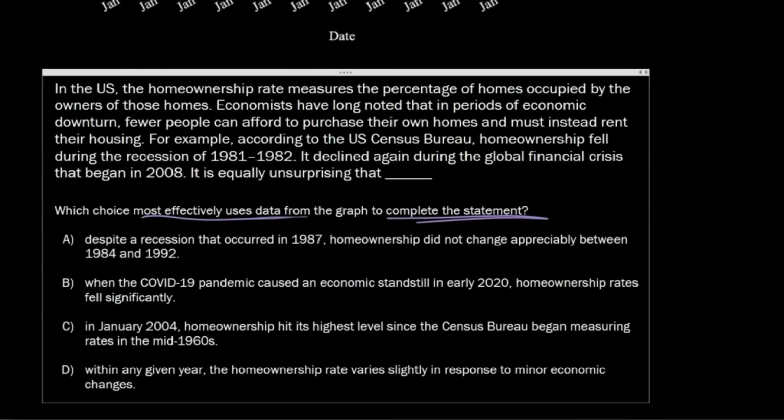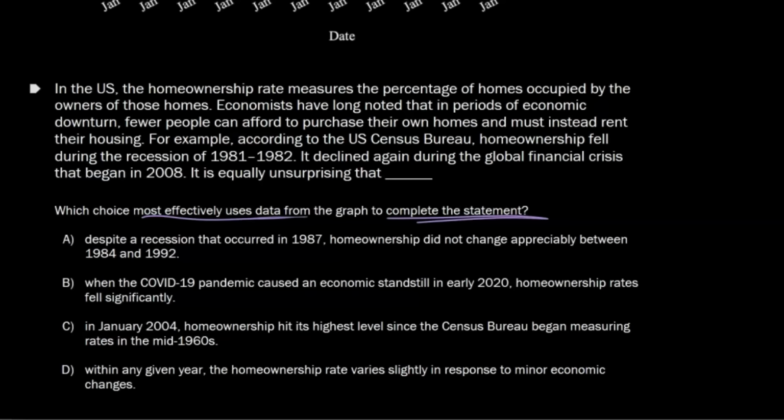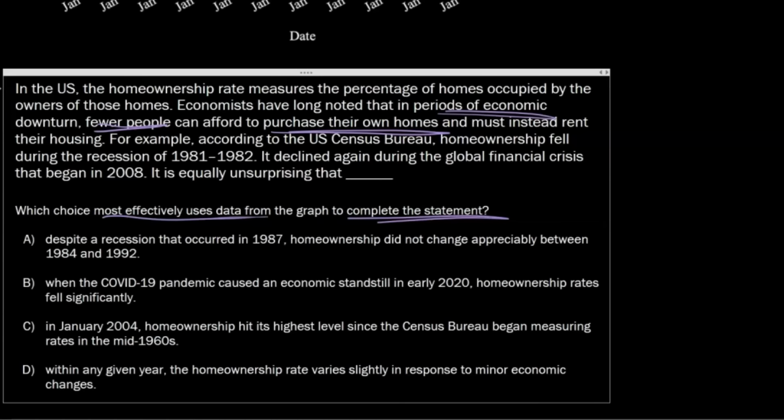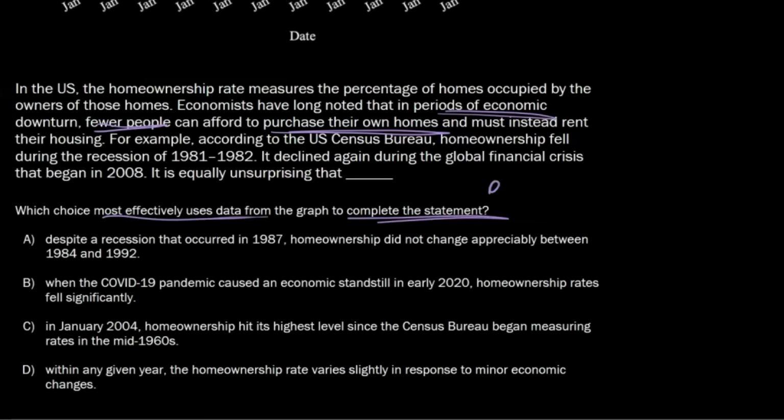Let's find the argument. Economists have long noted that in periods of economic downturn, fewer people can afford to purchase their own homes. So what is this saying in our argument here? They're saying that when economic downturn increases, we're going to have home ownership go down. So which of these makes sense?